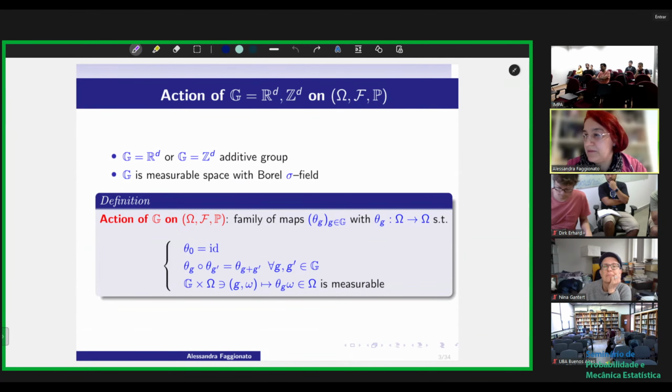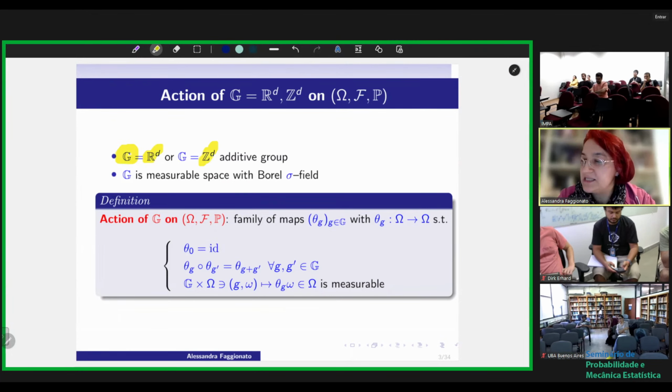So in my talk, the group G will be R^d or Z^d as an additive group, and G is a measurable space with the Borel sigma field. For Z^d in particular, the topology is the discrete topology. Anyway, this is the definition.